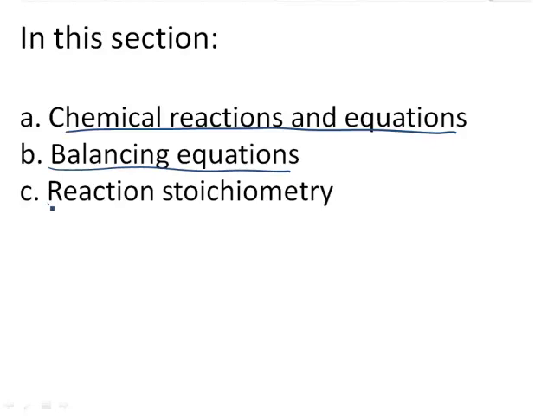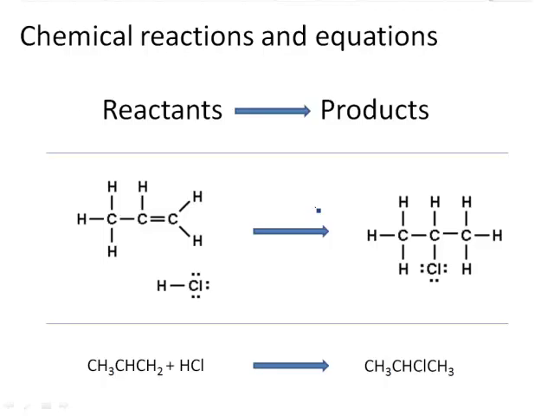And then we're going to do the practical portion of this, which is reaction stoichiometry, which is mass-to-mass relationships involving chemical reactions. We've done mass relationships for chemical compounds, and now we're going to go on and look at chemical reactions. So the first thing is to look at how we write chemical reactions.